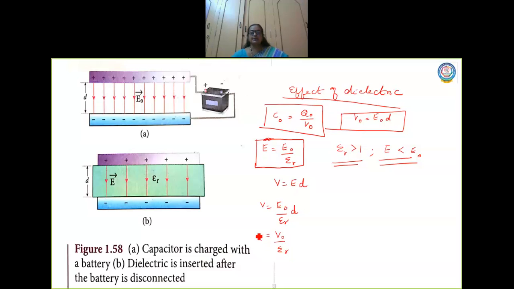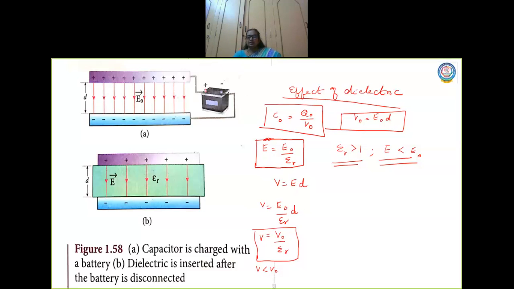Again here, what happens to the potential? Like how we said the electric field is reducing, similarly the potential difference is also reducing. So if E is equal to E naught by epsilon R, then V is also equal to V naught by epsilon R. Again here epsilon R is greater than 1, so definitely V will be lesser than V naught. Yes or no?